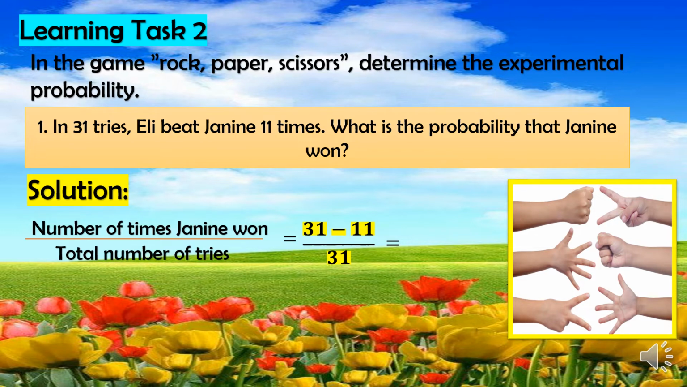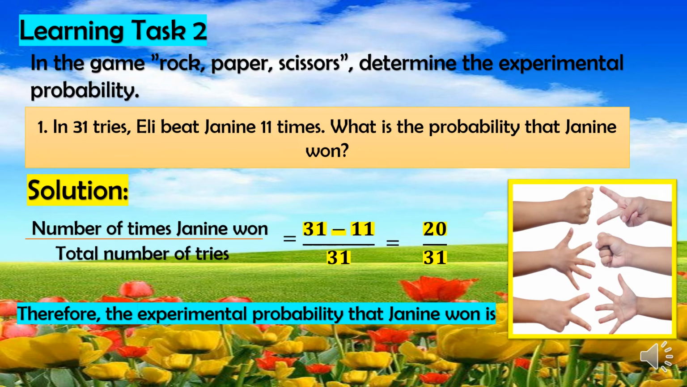So, anong gagawin natin? What is the probability that Janine won? So, ibig sabihin, si Ellie ay nanalo ng 11 times over Janine. So, that means, kung si Janine ang tinatanong, the probability that Janine won is 20 over 31. So, 31 minus 11, you have 20 and then 31. So therefore, the experimental probability that Janine won is 20 over 31.